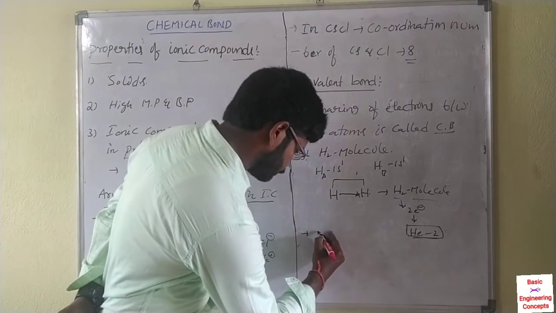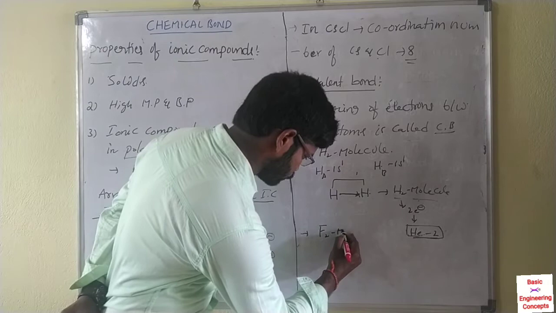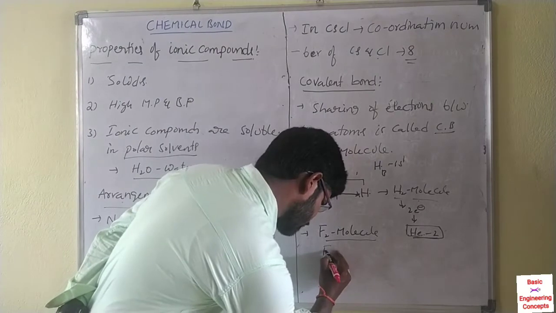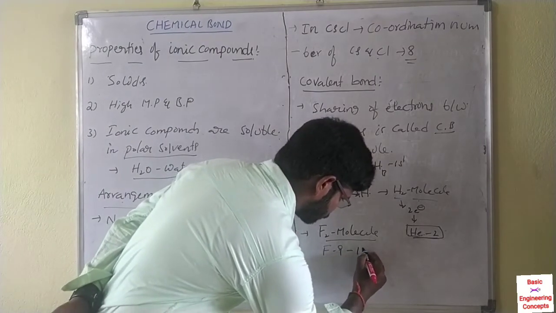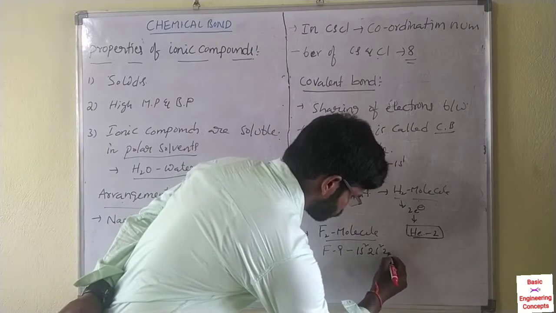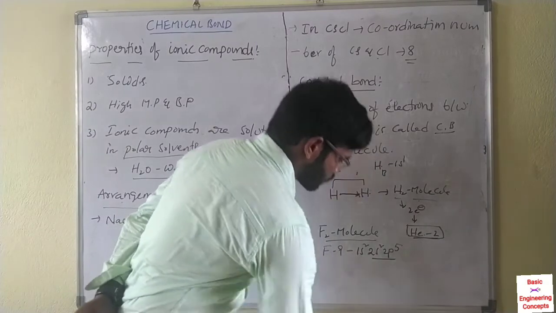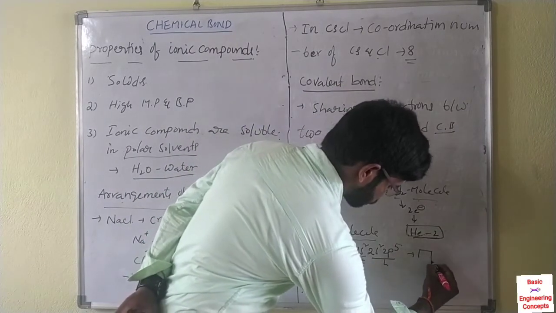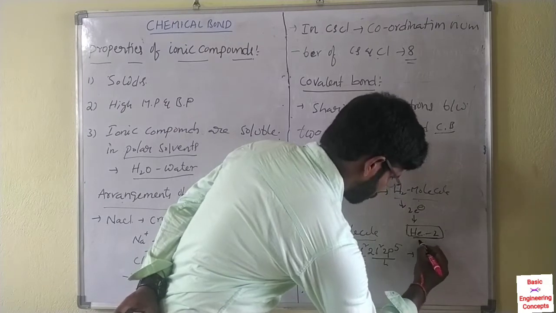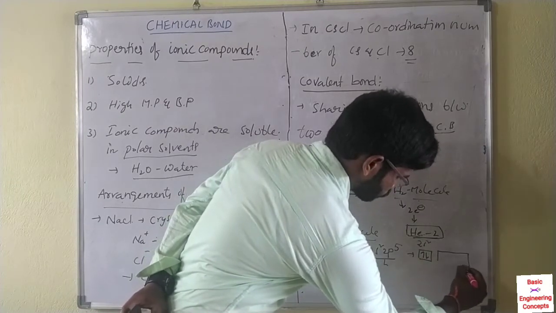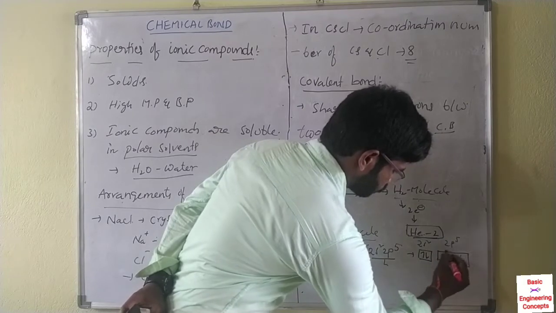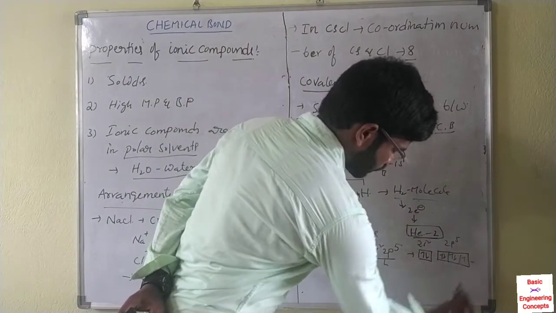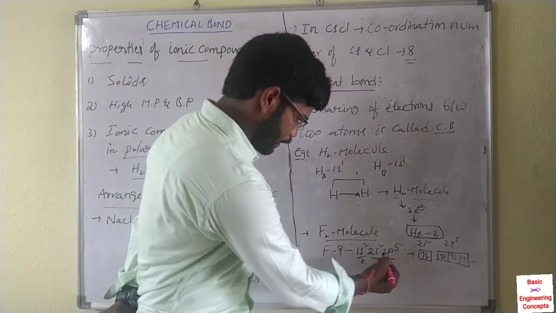For example, the F2 molecule. Fluorine, its atomic number is 9, you can write the configuration 1s2, 2s2, 2p5. This is the outermost shell, K shell and L shell. Here the outermost shell we can write as 2s2, 2p5, 5 electrons. Here one single electron is there, but it is not stable.